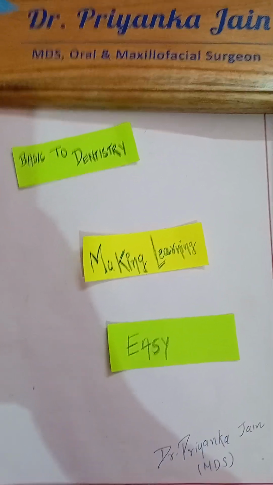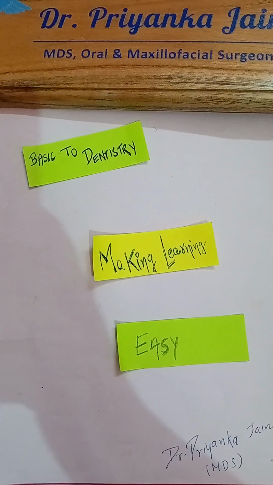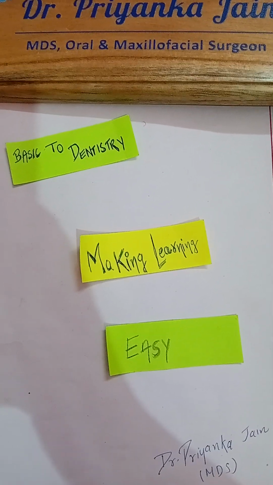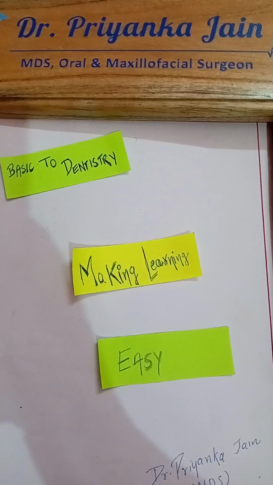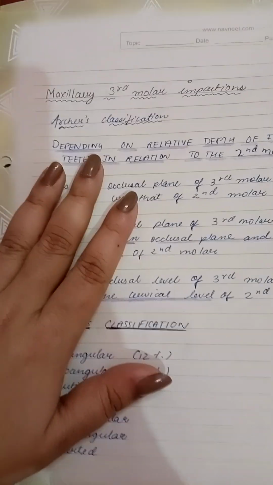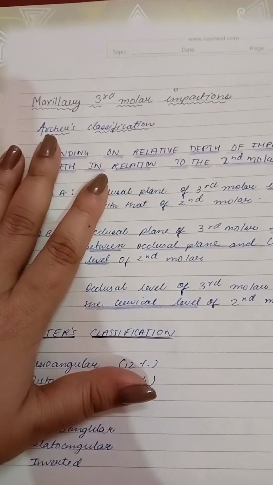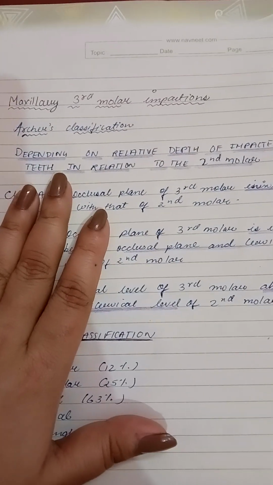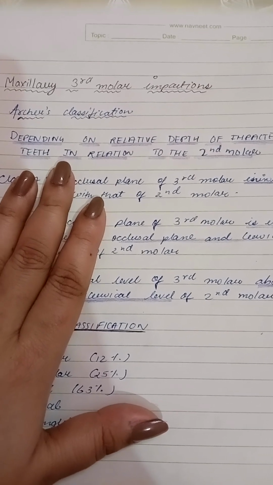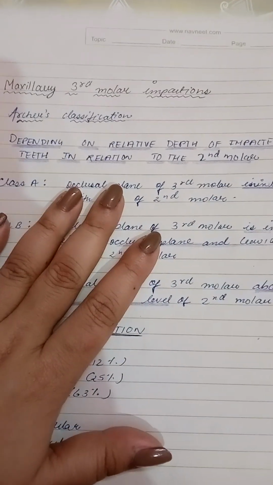Today we will be dealing with the last topic of impaction, that is maxillary third molar impaction. In this I will give only a brief idea about the classification because the rest of the procedure is the same. So let's start. Maxillary third molar impaction, Archer's classification. First is depending on the relative depth of the impacted tooth in relation to the second molar. Okay, in relation to the second molar.